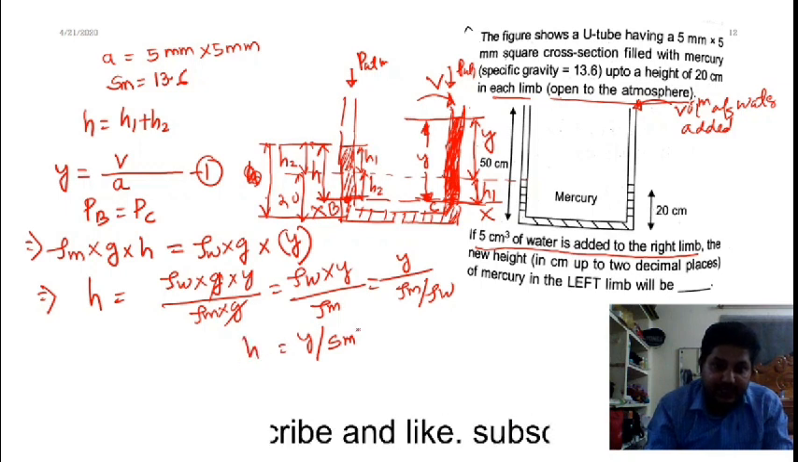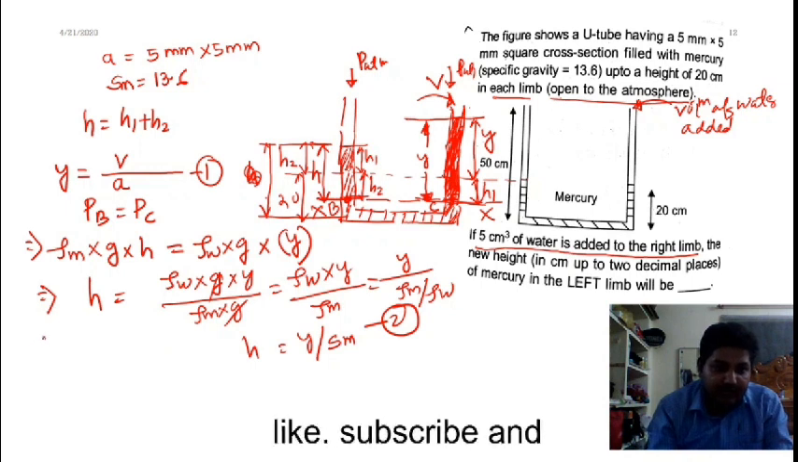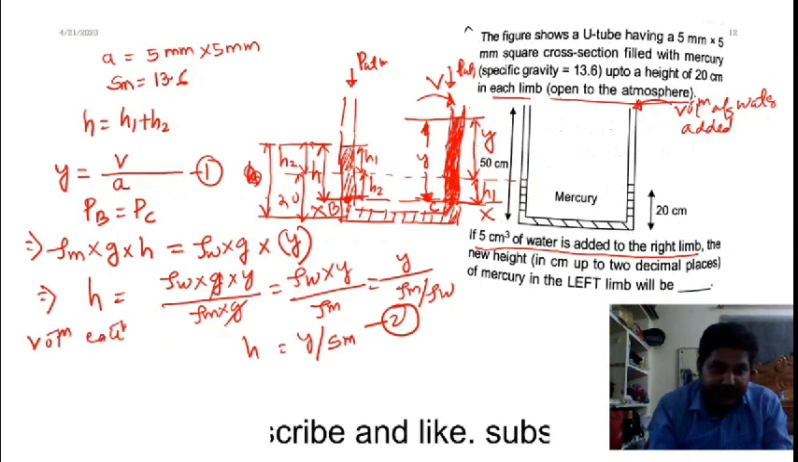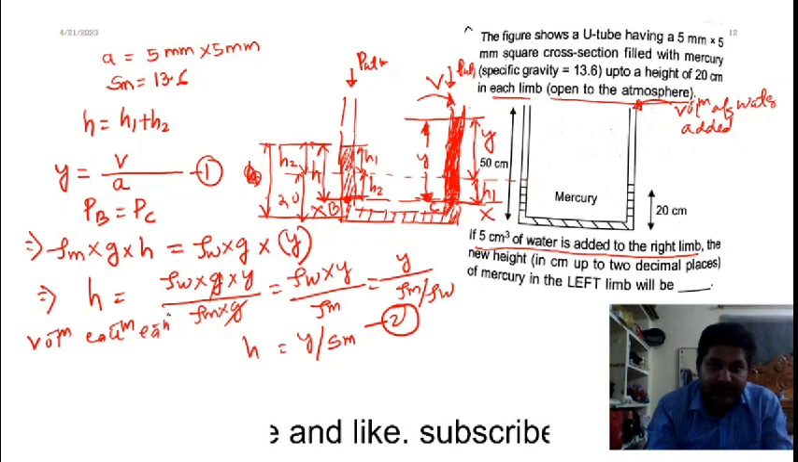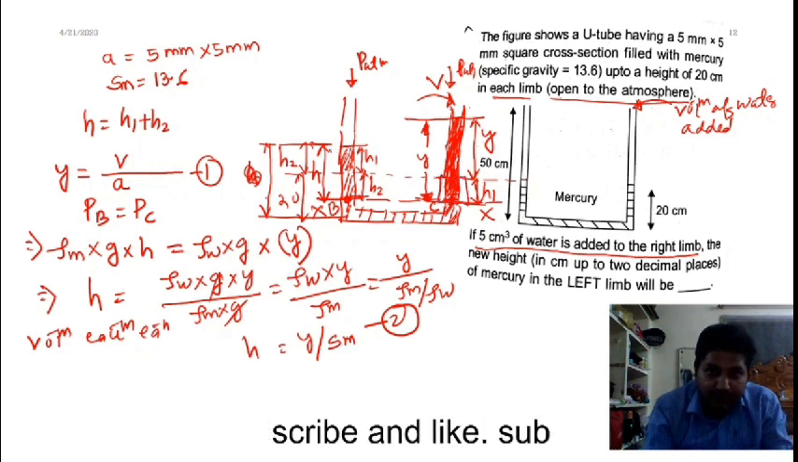This is equation 2. Now if you write down the volume balance equation, the volume equilibrium equation, it means whatever volume is displaced from this zone, the same volume will be gained at this zone, the same volume will be gained at this one.